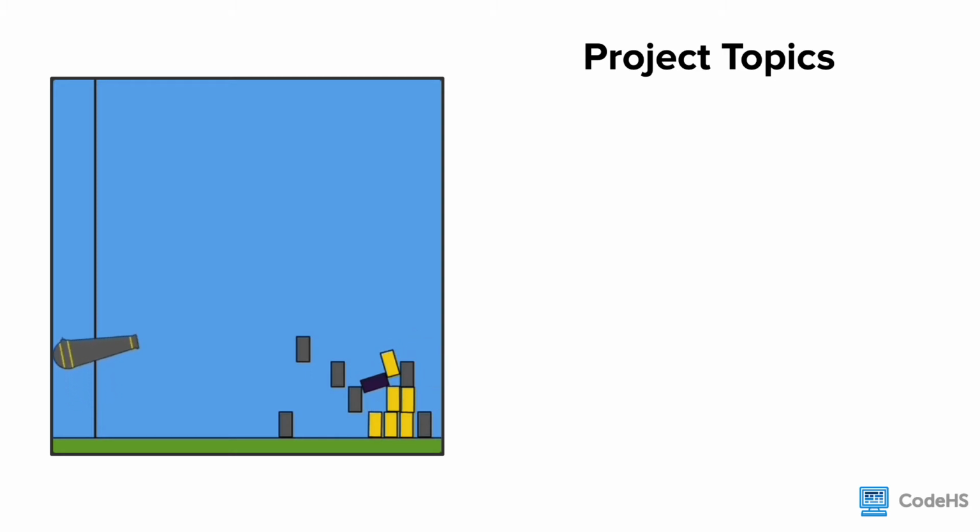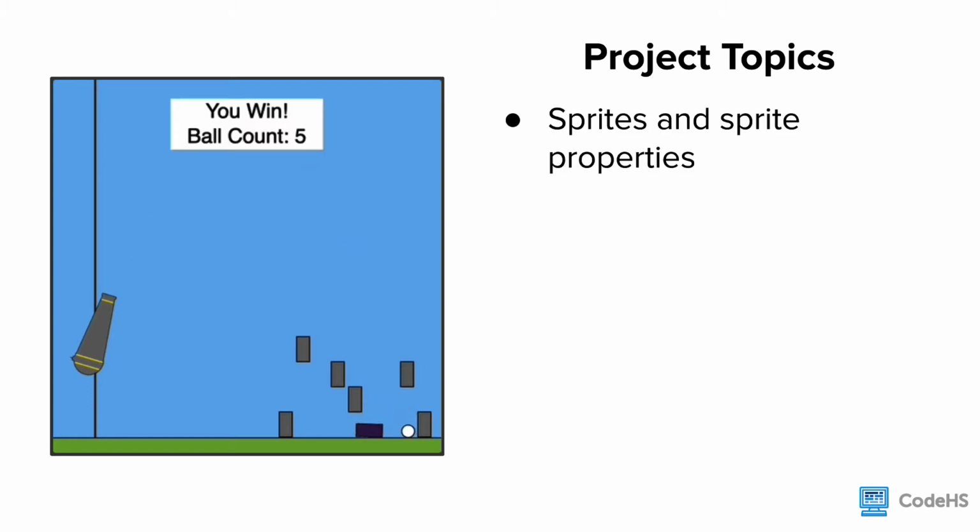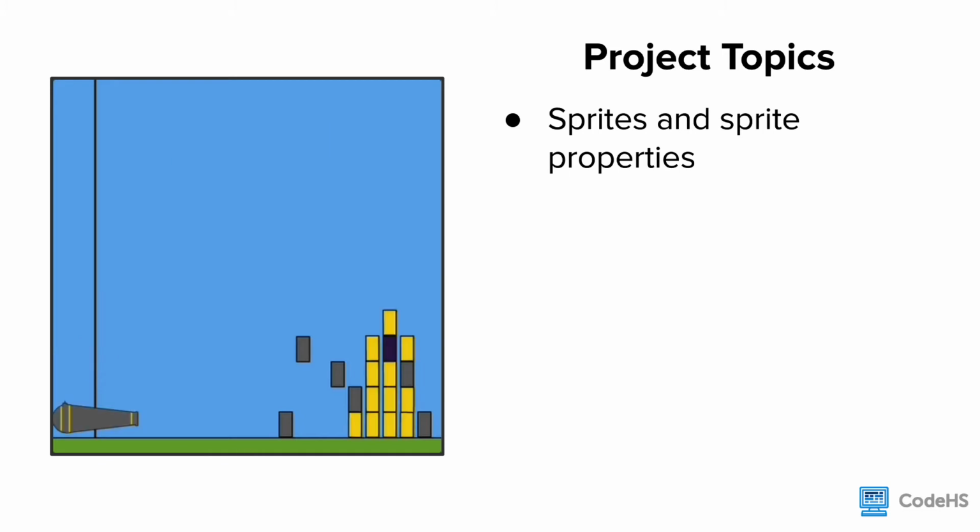Players control a cannon to launch cannonballs at a stack of wooden and stone blocks, destroying the wood and knocking down the colored target block. Once again, you are going to apply your knowledge of sprites and sprite properties in order to create a cannon, cannonballs, and a tower of blocks.